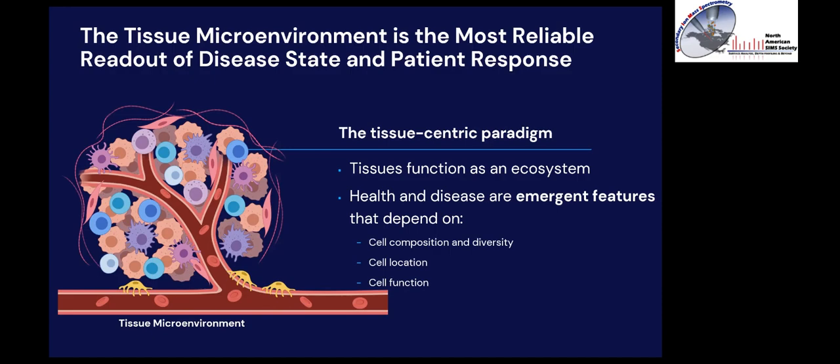And often what we find is it's not just what cell types are present within a tissue microenvironment, but it's also what their spatial relationship is to one another or to cell types of different functions. And so really to understand disease better, we need to appreciate the tissue's function as an ecosystem itself, and that health and disease are emergent features that depend on the cell composition, the diversity of the cell types, those cell locations, and the function of those cells. And you can imagine that this is pretty complex.